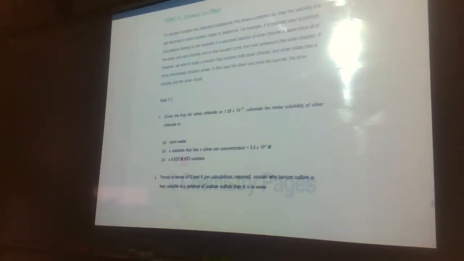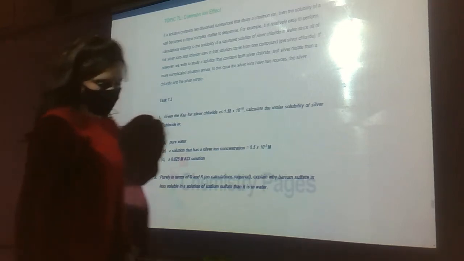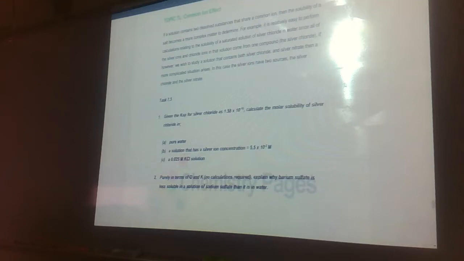The next thing I want to talk about is the common ion effect. Go ahead and write that down. So what this is, is you're trying to dissolve a solid into a solution that already contains one of the ions. It's like trying to dissolve silver chloride in salt water. There are already chloride ions taking up that space, so less of it dissolves. And we're talking about molar solubility here.